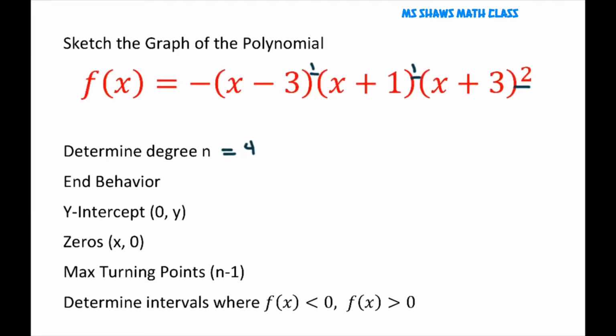We're going to talk about end behavior in a minute, but what we know is our degree is an even number. We also know our lead coefficient is negative. That's going to help us when we graph. So we'll get back to that.